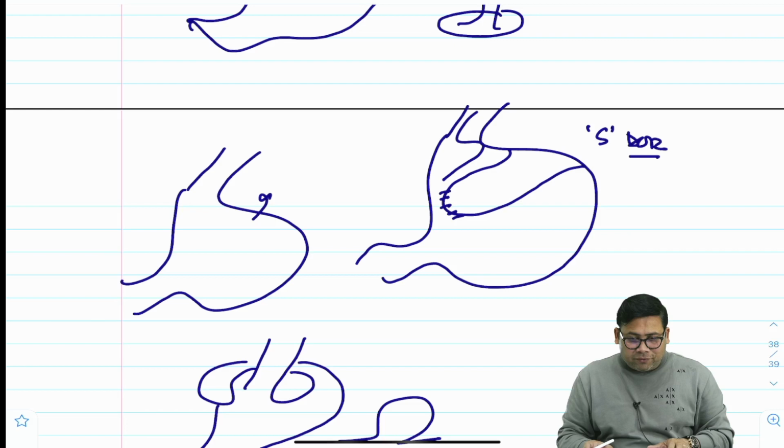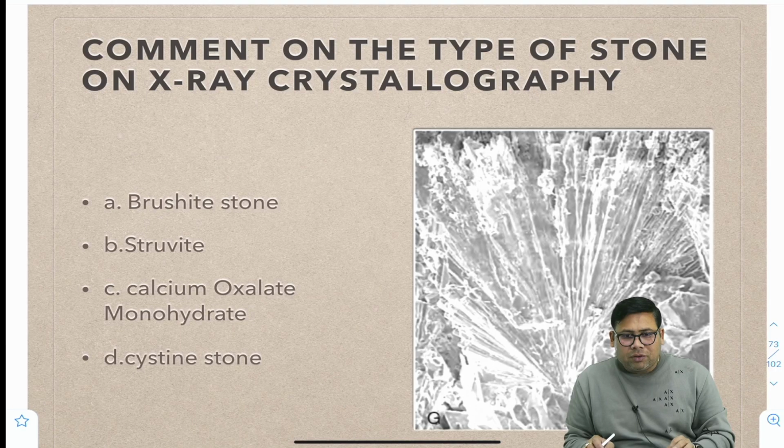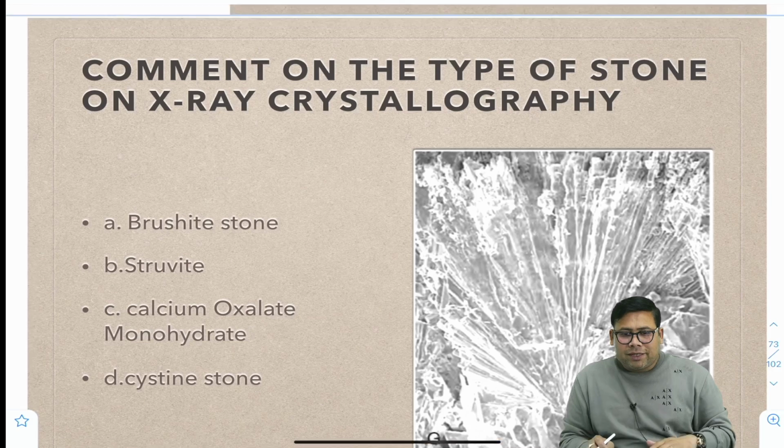So comment on the X-ray crystallography. Actually, it's looking like a very tough question, but it's a very easy question. X-ray crystallography is actually the ideal investigation to see the shape of the stone. So what are you seeing on X-ray crystallography here? Can anyone comment?